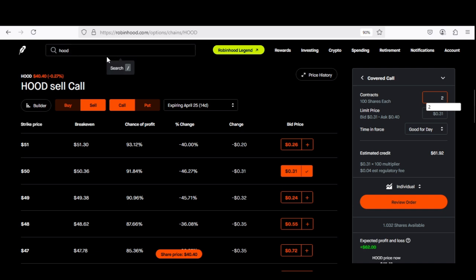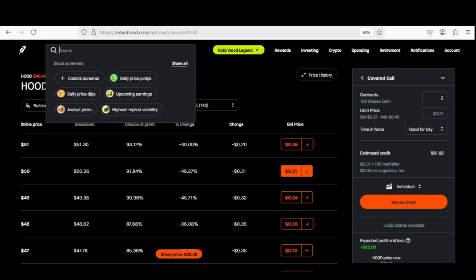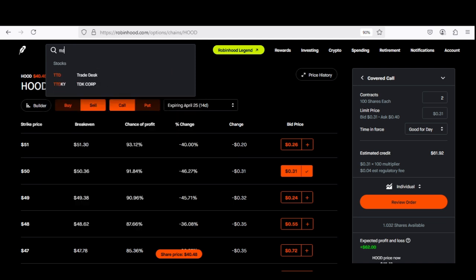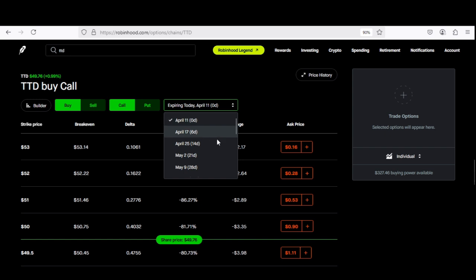Now let's go ahead. I'm going to show you a third LEAPS option that I'm going to be dollar cost averaging into, and that is going to be TTD. Okay, so here we are on TTD, and this is the third LEAPS option in my portfolio that I'm going to be using the DCA method on. Once again, we're going to go to buy, we're going to go to call, and we're going to choose our forward expiration date. We're going to be going to March 20th, 2026.